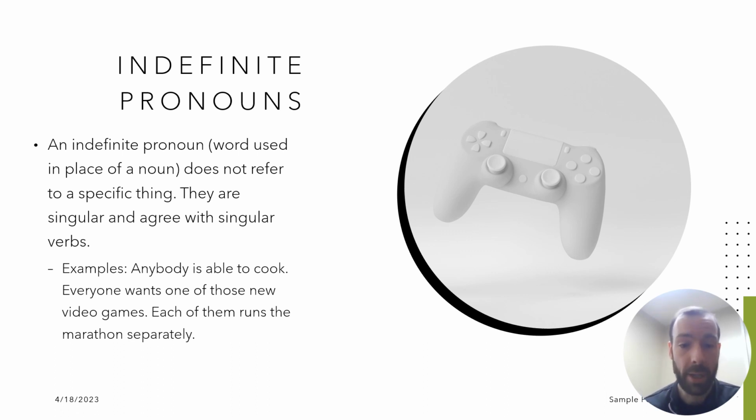Each of them runs the marathon separately. Each could be a few different people, but it's referring to one person at a time or one particular person. We treat it as a singular subject. It gets a singular verb, runs, with an S.